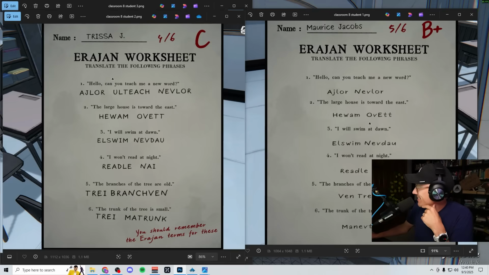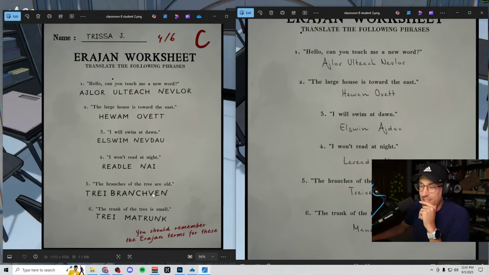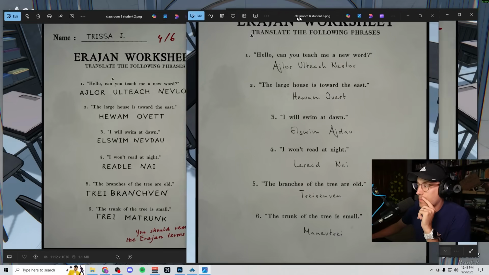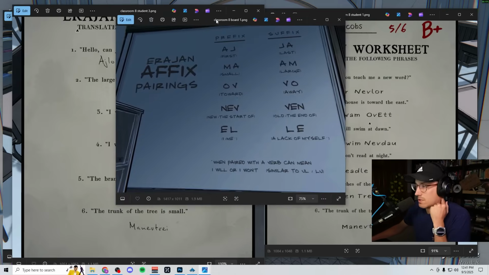Tree Branchvin. It just sounds like hilarious German, kind of. Trevenvin. Seems wrong to me. The branches of the tree are old. Vin, Trevin, Trevenvin, or Tree Branchvin. So, what is the second Vin for? And I can't find the first Vin because I can't find my suffix page. There it is.